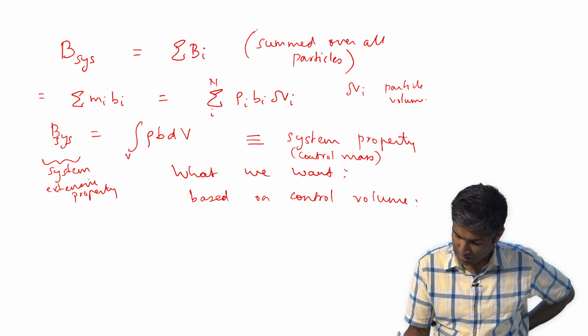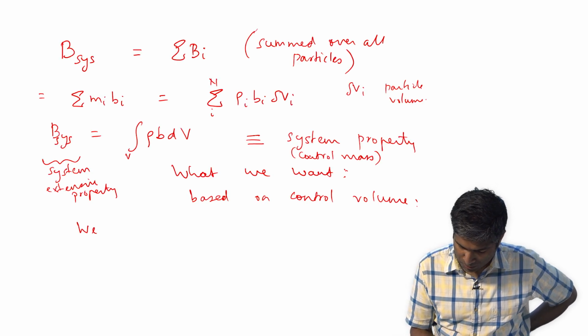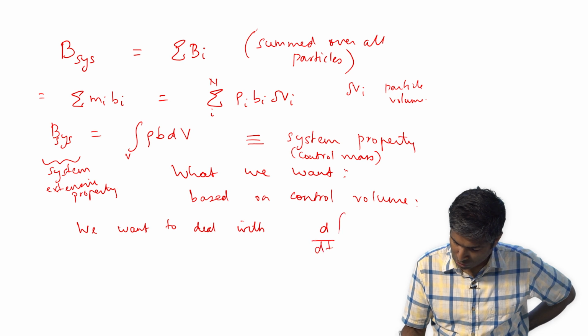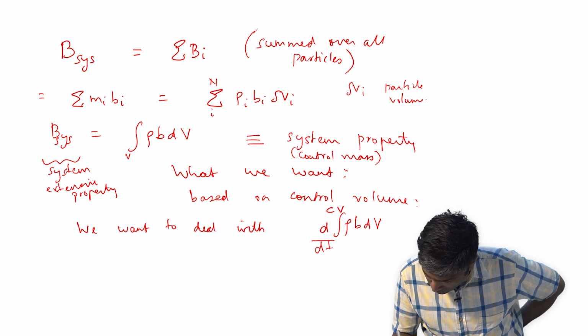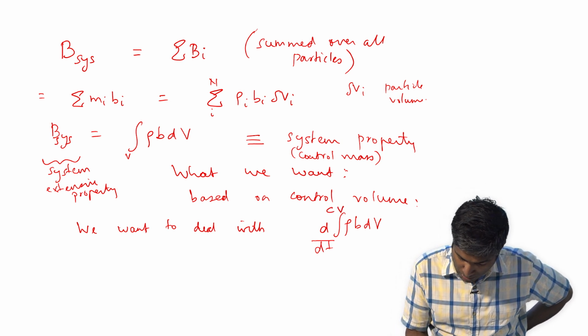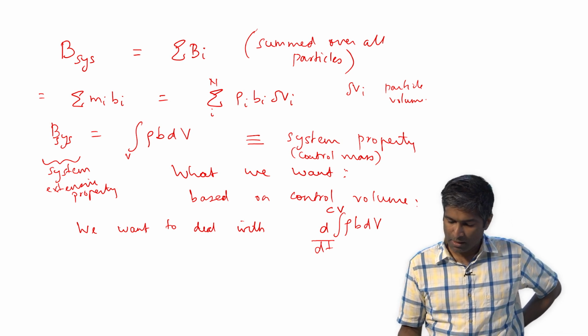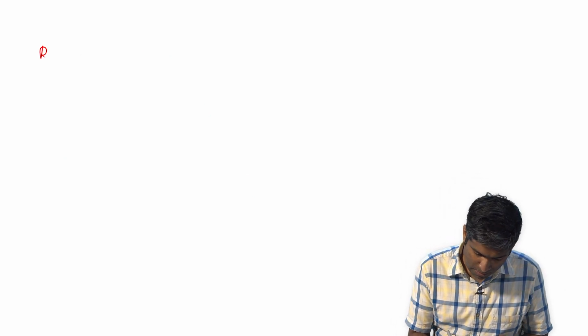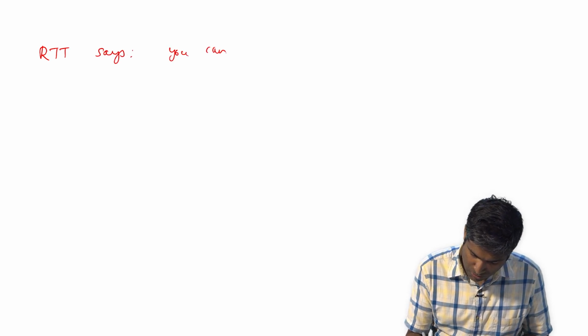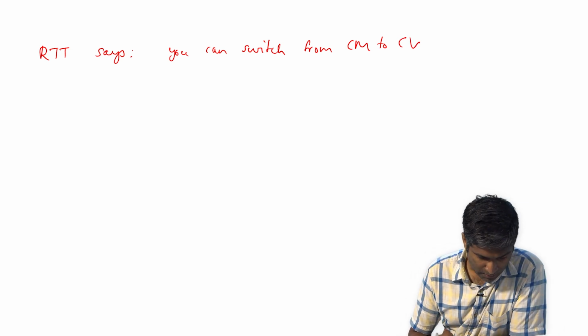In other words, we want to deal with d by dt of the integral of rho b dV over the control volume and not over the control mass. And that's where the Reynolds transport theorem comes in. RTT says you can switch from control mass to control volume in the following way.